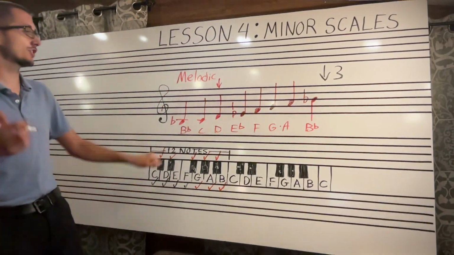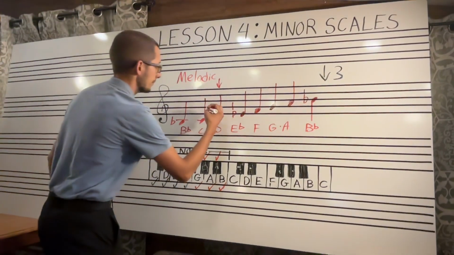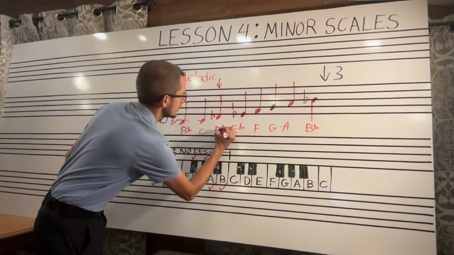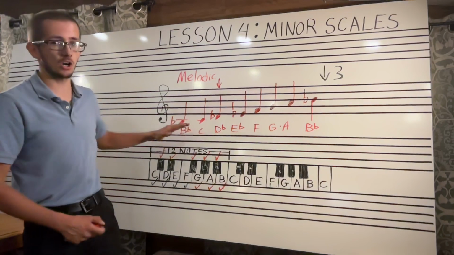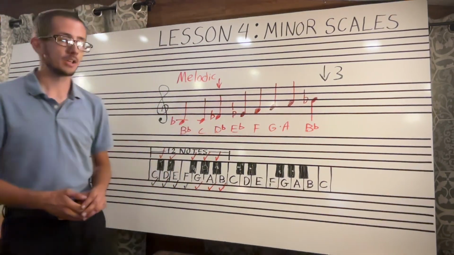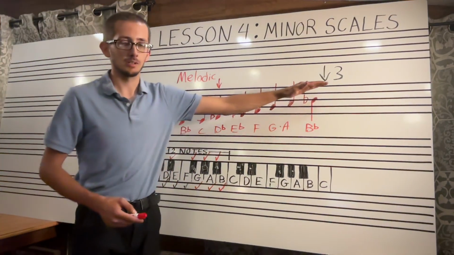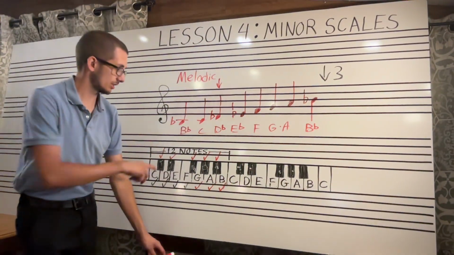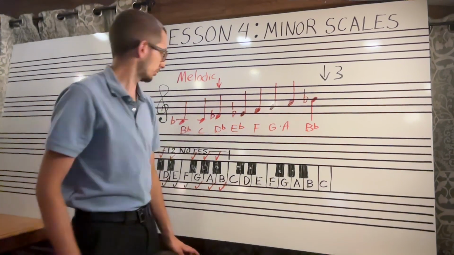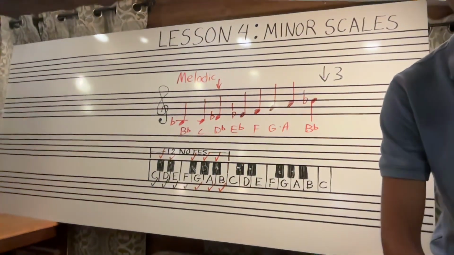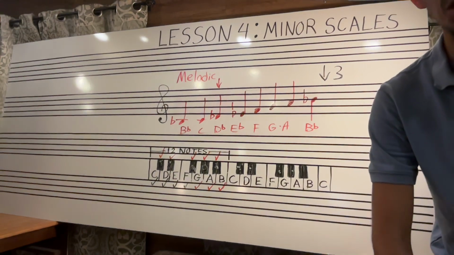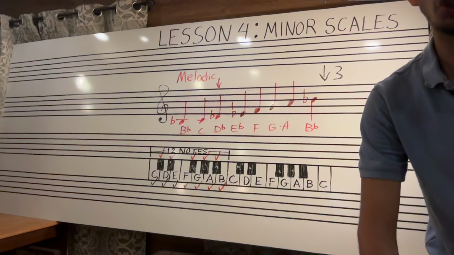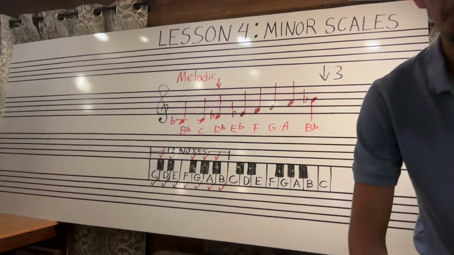Let's lower just the 3rd of our major scale. So we'll take that D and turn it down to D flat. This is our B flat melodic minor scale in ascending motion. It's actually going to be different in descending motion. But let's play it first in ascending motion on the piano. So you have B flat, C, D flat, E flat, F, G, A, B flat.